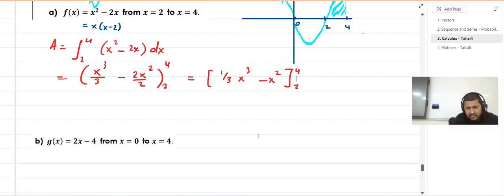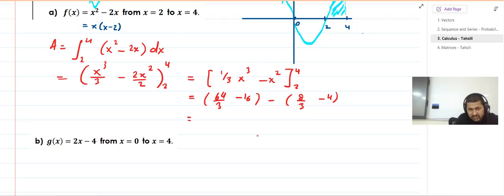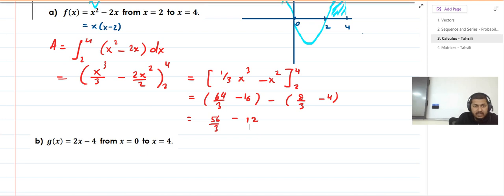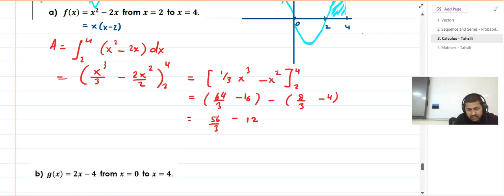Right, now if I substitute 4 in the upper value, 4 cubed is 64 over 3 minus 16, right? Subtract 2 cubed is 8, so 8 over 3 minus 2 squared is 4. So 64 over 3 minus 8 over 3, I should get 56 over 3, minus 16 plus 4, I should get minus 12. I hope you guys are understanding, and we need to simplify this, right?